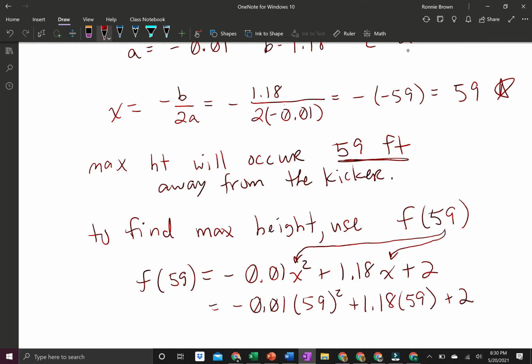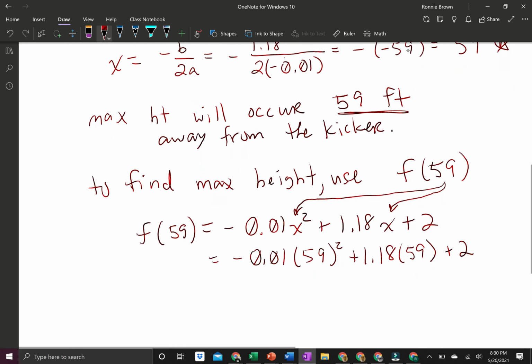All right, so now we go ahead and use our calculators and crunch these numbers, and then eventually you'll get 36.81, and again this is in feet. So the maximum height is 36.81 feet, and that's how high it goes. Right, so it goes 36.81 feet high in the air vertically as it travels horizontally 59 feet.